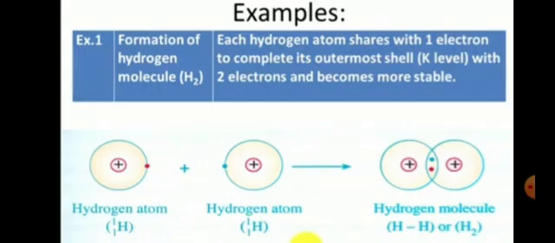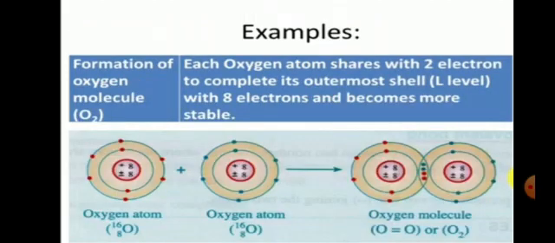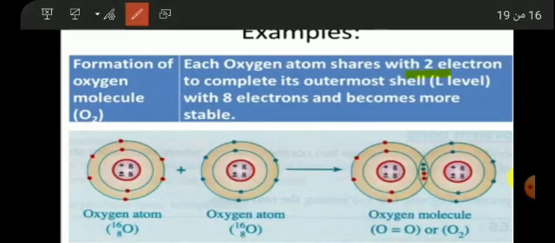Number 2, double covalent bond. Formation of oxygen. Each oxygen atom shares 2 electrons. So for a single bond it shares 1 electron, and for a double bond it shares 2 electrons.